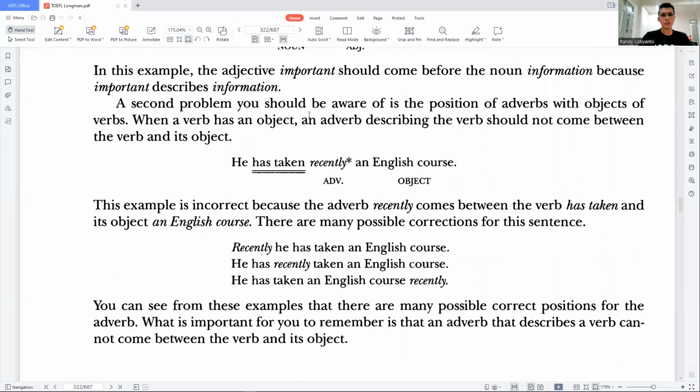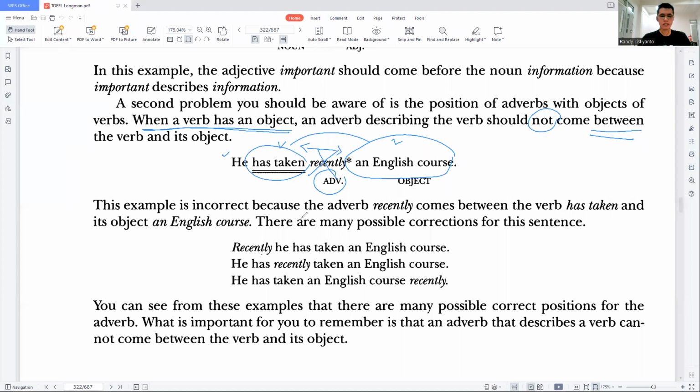Okay, actually adverbs can be written in many places. A second problem you should be aware of is position of adverb of subject verb when a verb has an object. Once again, when a verb has an object, an adverb describing the verb should not come between the verb and its object. Say, this example, the verb has an object, okay? You cannot write down the adverb between the verb and the object. It is incorrect.